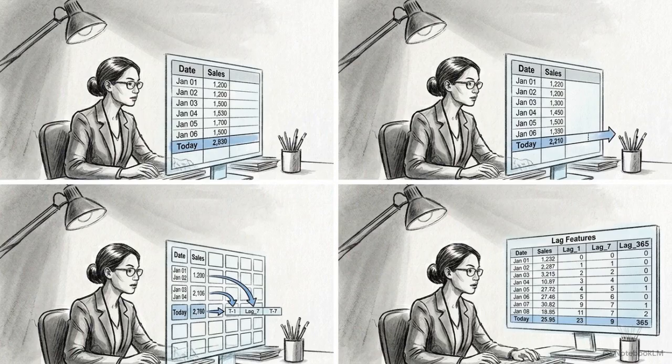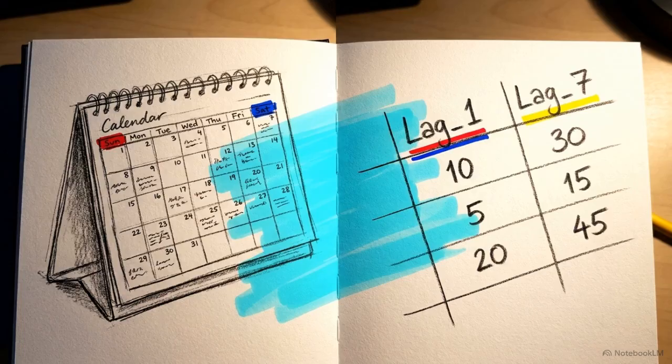To fix this, Sarah creates lag features. She builds new columns into the data that tell the algorithm the sales values from 1 day ago, 7 days ago, and 365 days ago. By converting history into static columns, she translates the abstract march of time into a tabular math problem the model already knows how to solve.